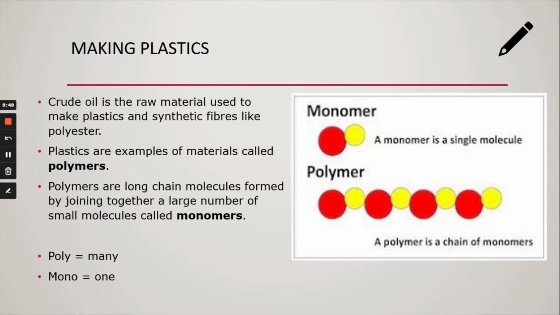And then if we join together lots of monomers, we get lots of parts. So poly means many, so a polymer just means many parts, and it's a long chain of individual little links called monomers, and we'll look in more detail at the type of monomer that we can use in a wee minute. So make sure you pause the video and write this down if you haven't done so already.